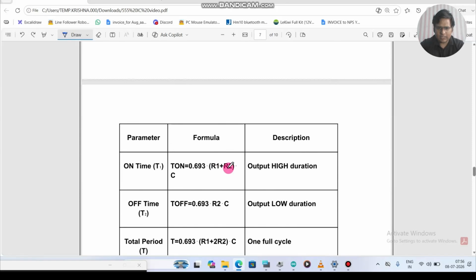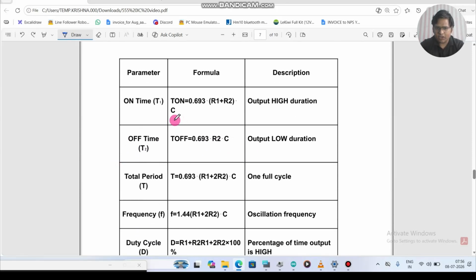These are some formulas to calculate the on time, for how much time the LED will be on, or if you have connected a motor, how much time the motor will be on. So this is how you can calculate: 0.693 (R1 + R2). These are the resistor values. Here you have to feed the resistor value and then the capacitor value. So the capacitor and resistor values will be helpful to calculate the on time of the circuit.